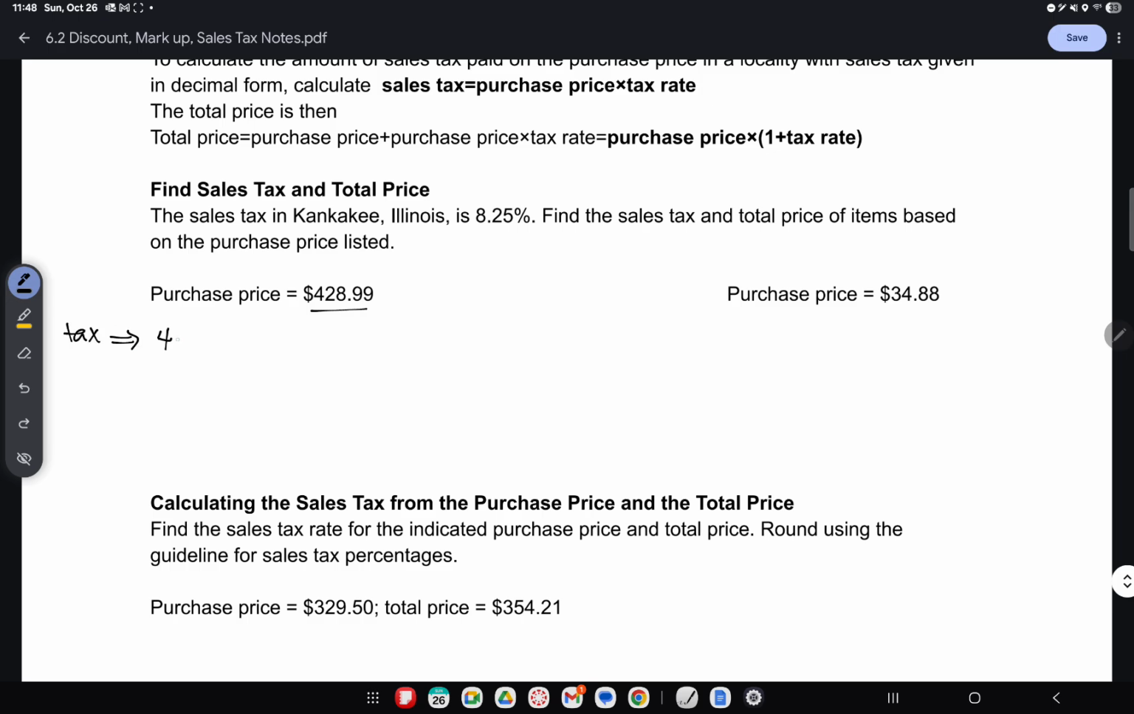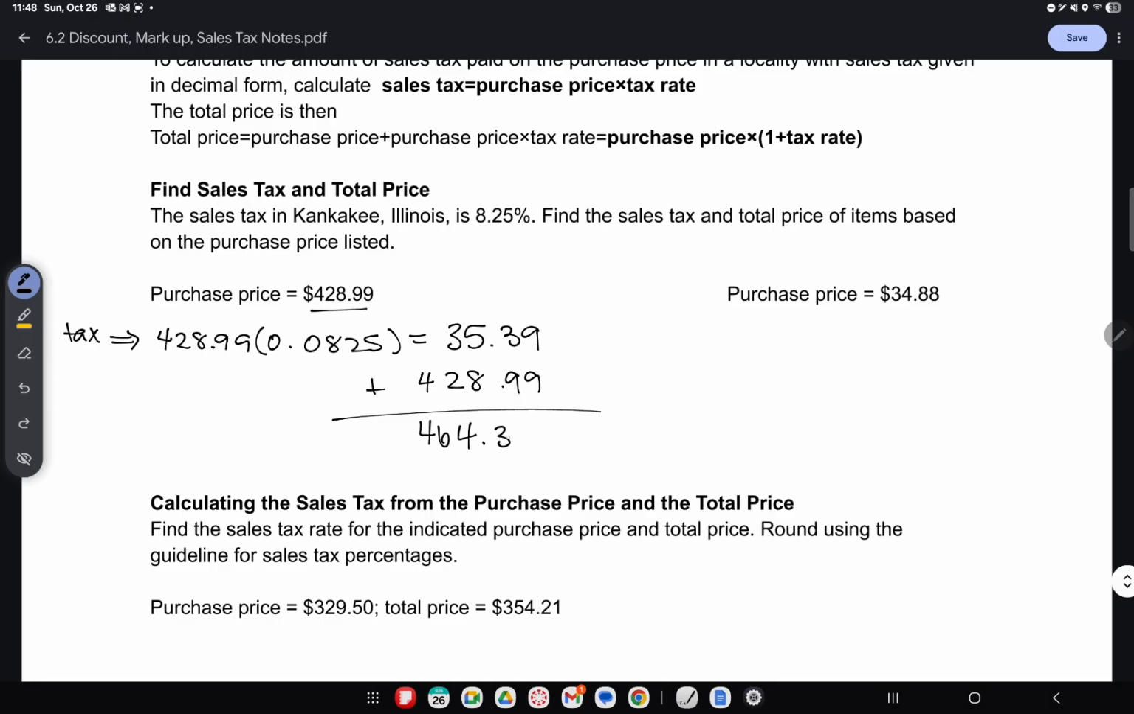So that's $428.99 times the tax as a usable decimal, 0.0825. And that gives me $35.39 as the tax. And then I'm just going to add that to the price. So $428.99, add these two together, and we get $464.38. So do the same thing on this one.